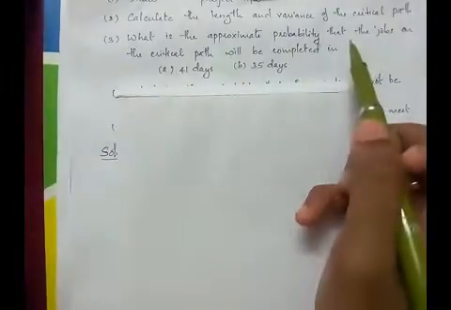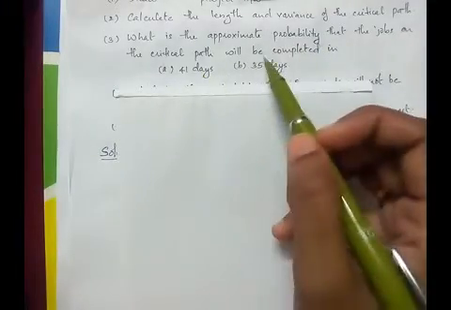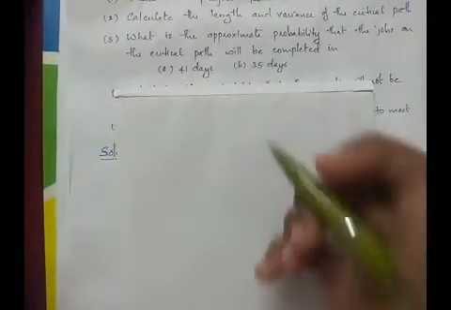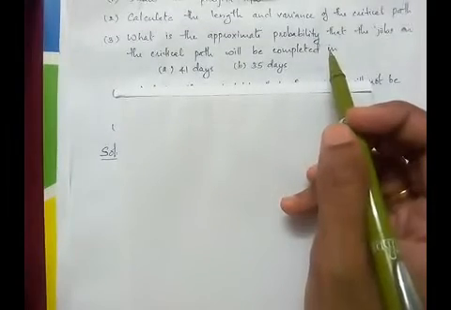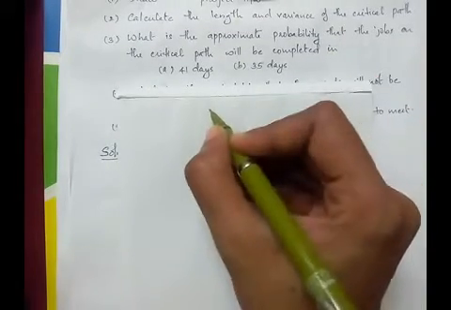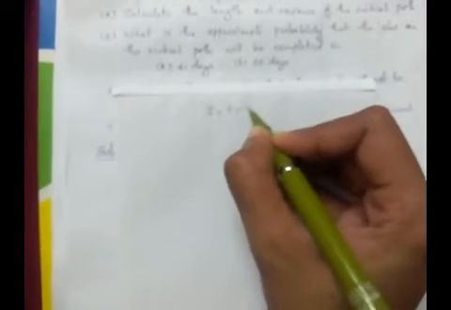The third part of the question is to find the probability that the jobs on the critical path will be completed in the given number of days. Now to find the probability, we are going to use the formula Z is equal to (T minus TE) by sigma.